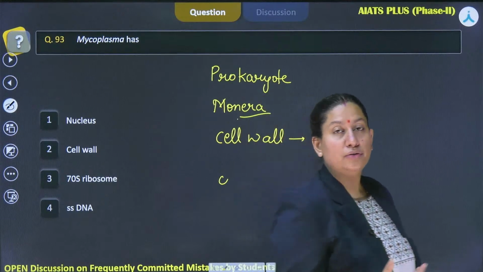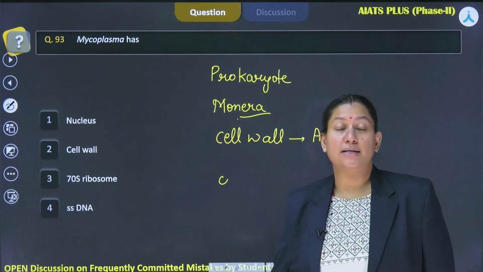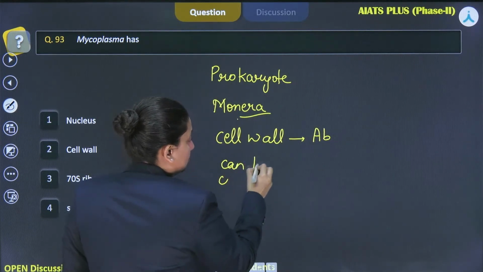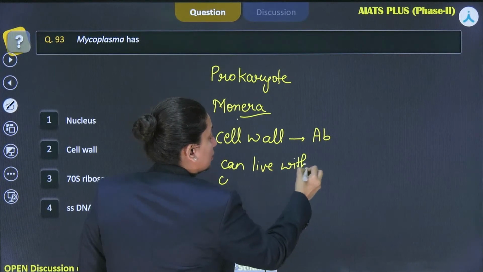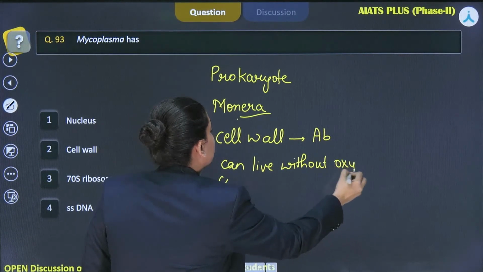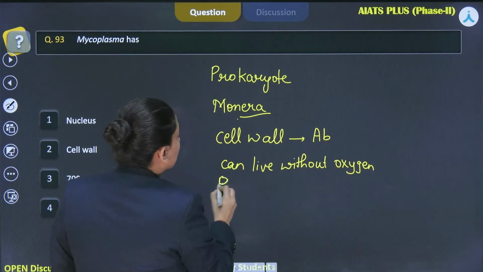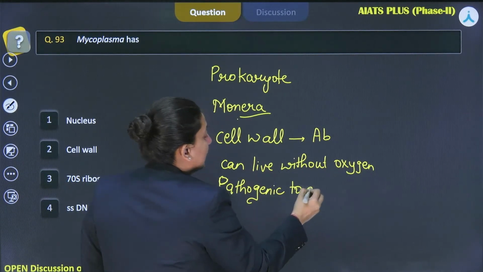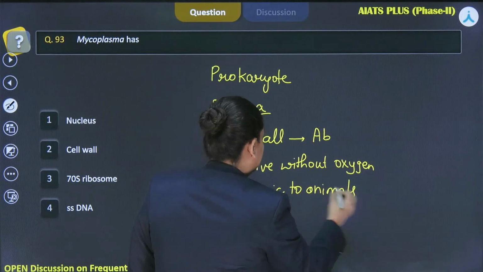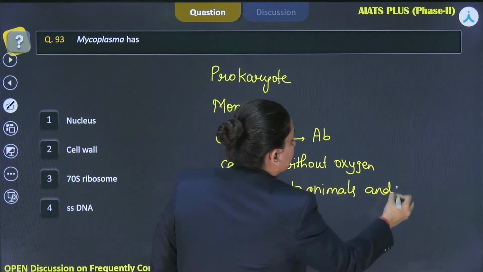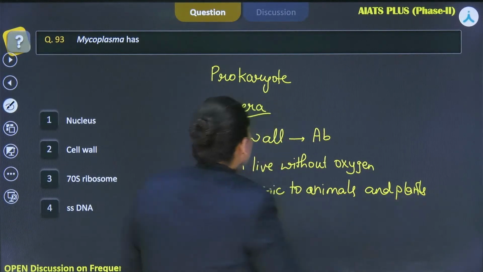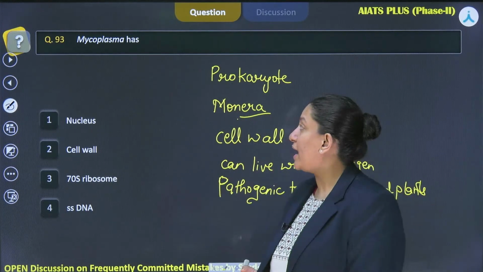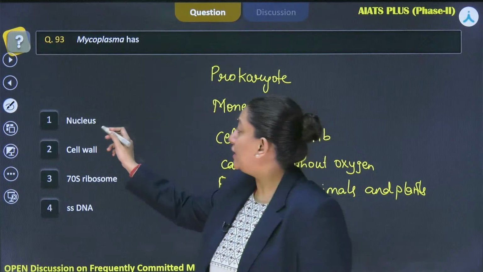Another important thing if we talk about the mycoplasma is that mycoplasmas can live without oxygen. Right? They can live without oxygen, and also they are pathogenic to animals as well as plants. Right? So now based on this, if we talk about what all characteristics mycoplasma is going to have, it said mycoplasma has, so firstly, it has a nucleus?